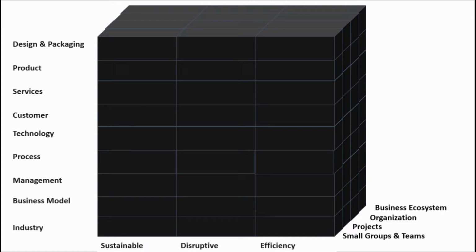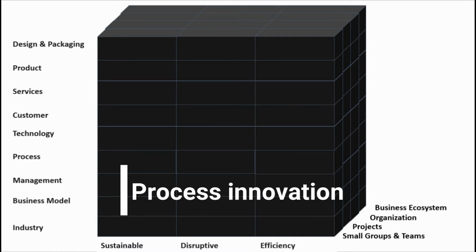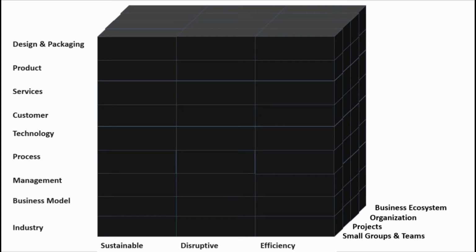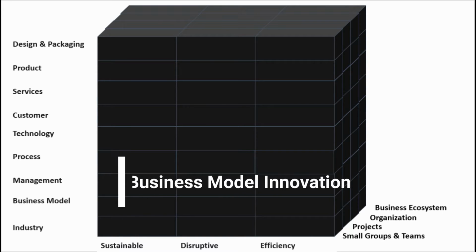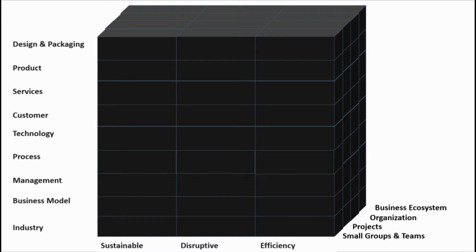The second type is process innovation. This includes the introduction of a new method of production that has not been tested in the industry. The third type is business model innovation, which includes opening of new markets where the market is the one that had not been represented by the industry.